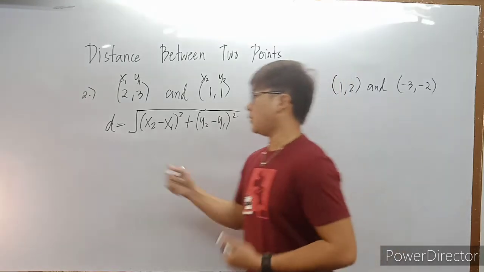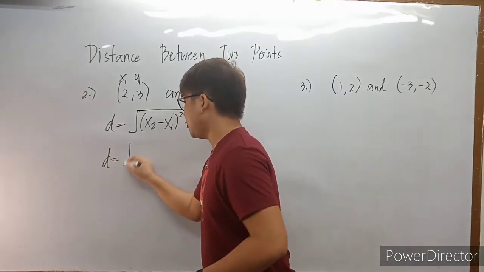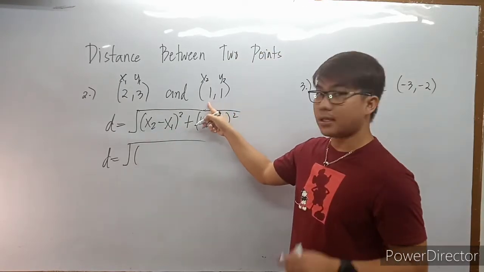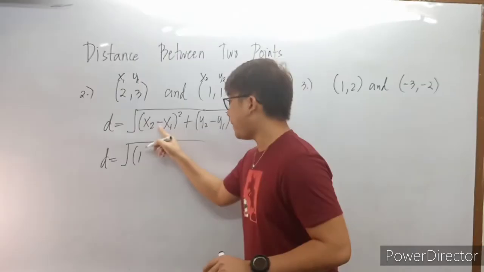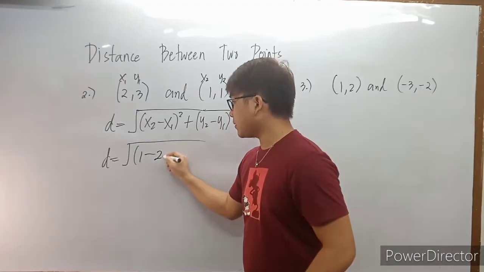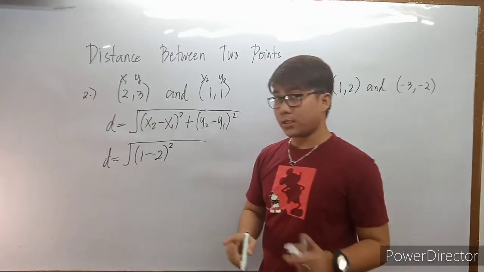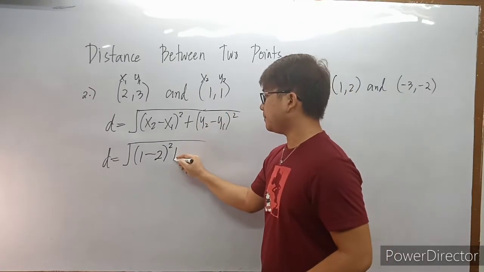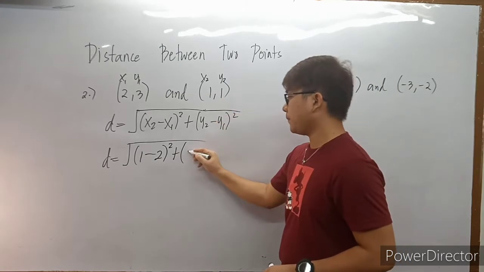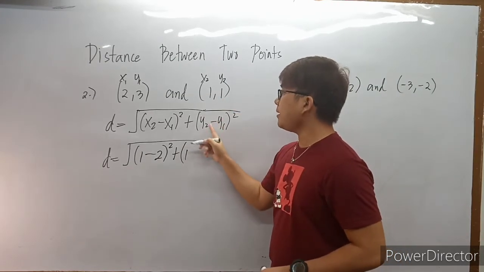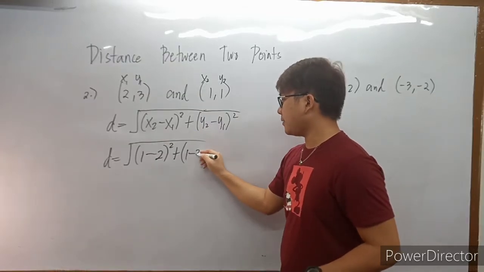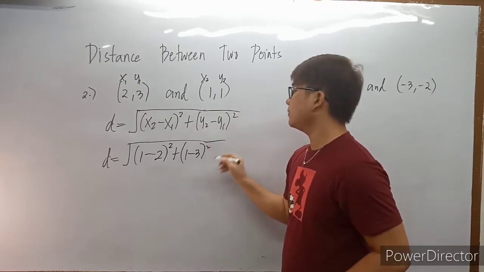Okay? So, d is equal to the square root of, ano yung value ng x sub 2 natin? X sub 2 natin is 1 minus x sub 1 natin is 2, minus 2 squared, don't forget the squared, plus the quantity of y sub 2 natin is 1 minus y sub 1 natin is 3, minus 3, then squared.